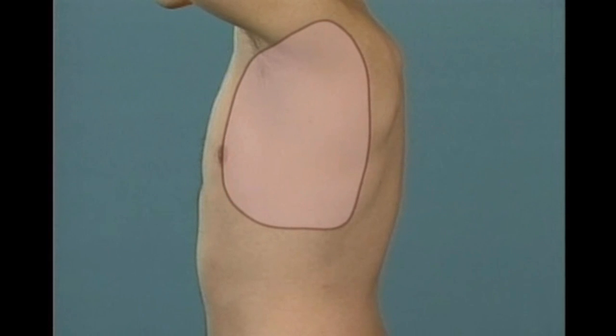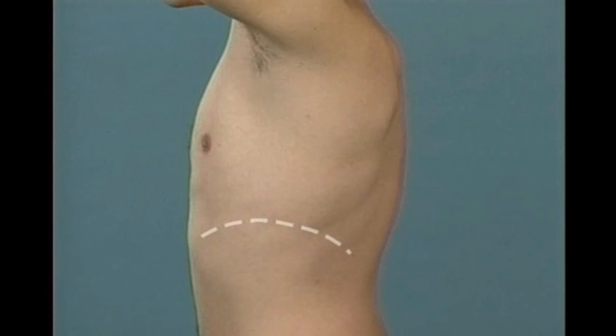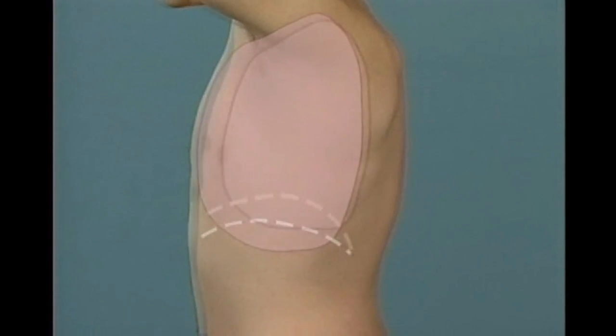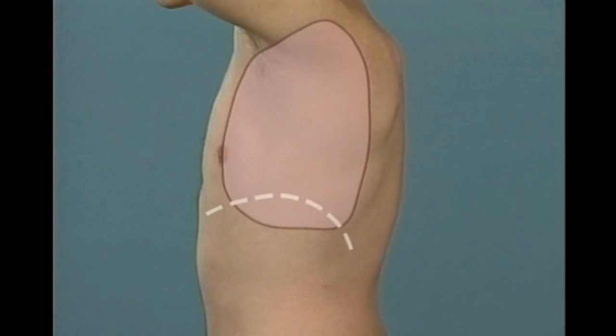The lung extends from the ribs in front to the ribs behind, and from the dome of the pleural cavity down to the diaphragm. With each breath in and each breath out, there is an increase and a decrease in the volume of the lungs.